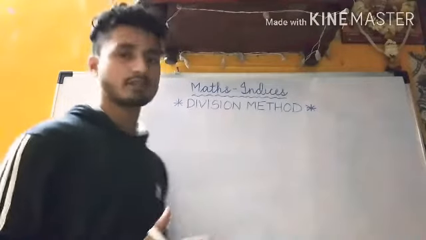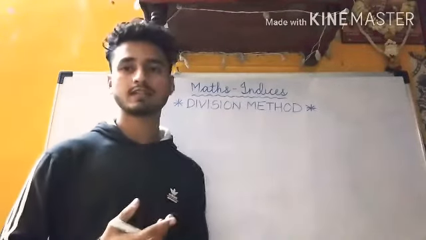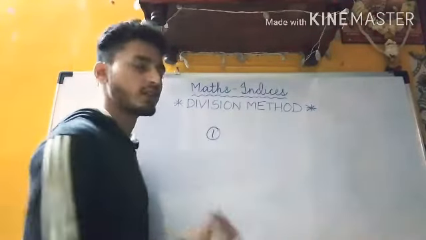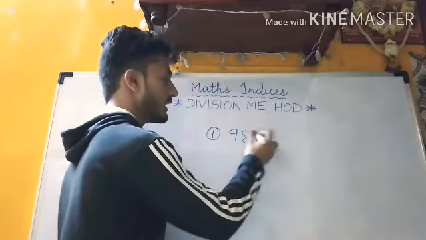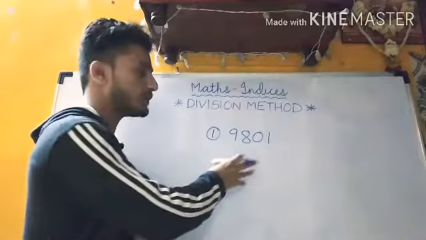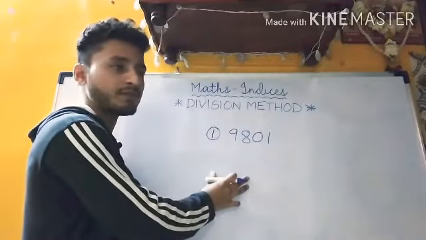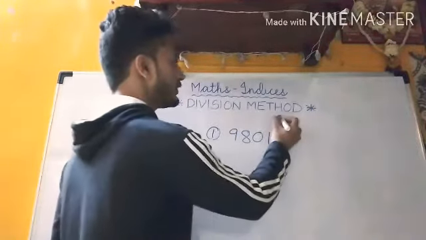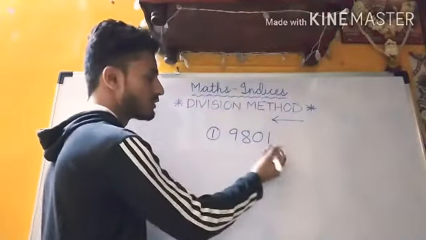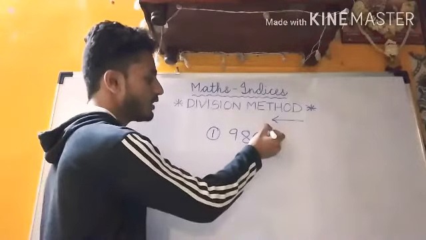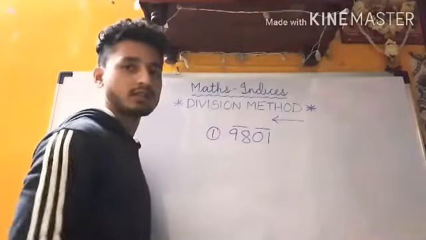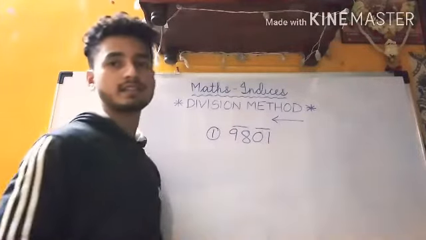So we will begin with the first step. The first step in this method is that you have to make pairs. Now we'll take one example. If the question is 9801, now we have to make pairs of this given number. As I have said, we are going to make pairs from the right hand side. We are going to start with the last number first. So 1 and 0 will make one pair, and 8 and 9 will make another pair. So we have got two pairs in this question.